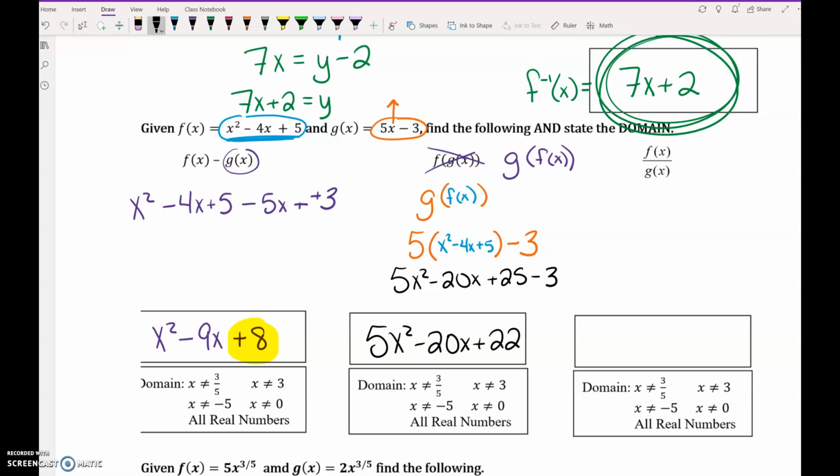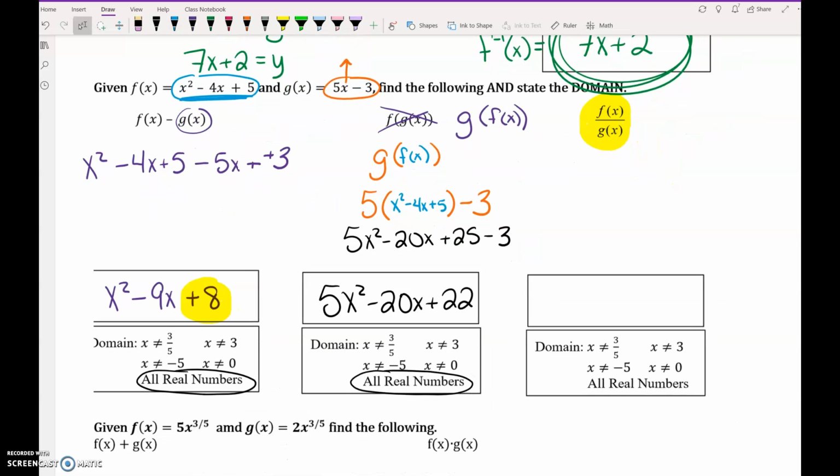Both of these have a domain of all real numbers. When in doubt, the domain is all real numbers. There's only a few instances where the domain is not all real numbers. And one of those instances is the division problem that we are going to do next. In that division problem, f of x is x squared minus 4x plus 5. g of x is 5x minus 3. That is your answer for that problem.